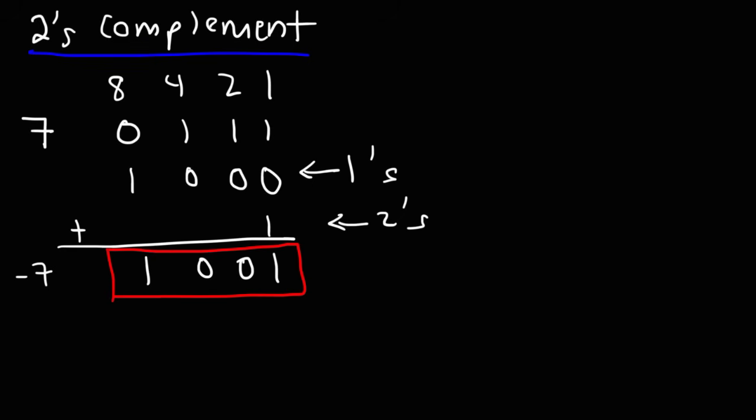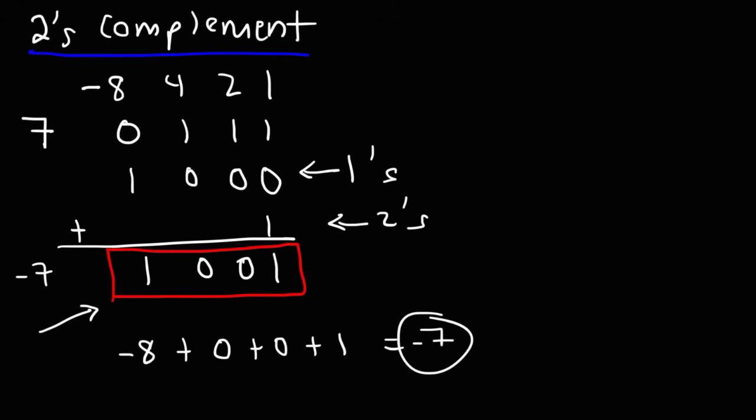Now how can we quickly check to see if this is indeed negative 7? Because the binary equivalent looks like 8 plus 1, which is 9. But here's how you can check to see if it's negative 7. Remember, this 1 is associated with a negative sign. So if you make this negative 8, this becomes negative 8 plus 0 plus 0 plus 1, which gives us negative 7. So that works. So that's how we can represent a negative number.